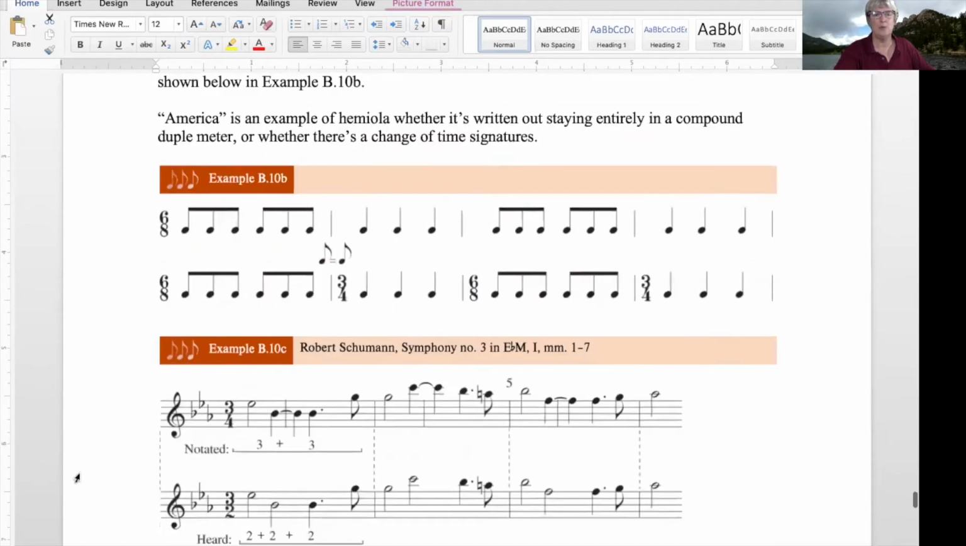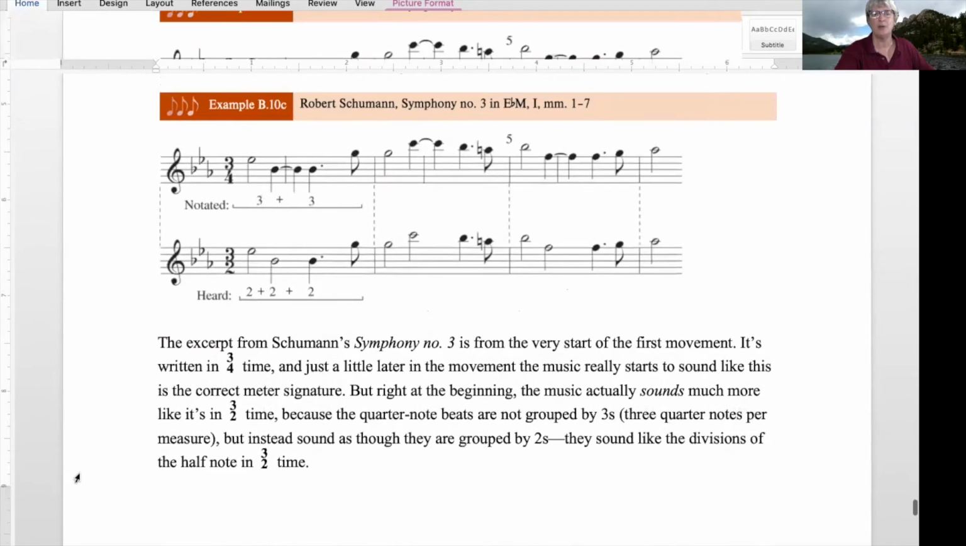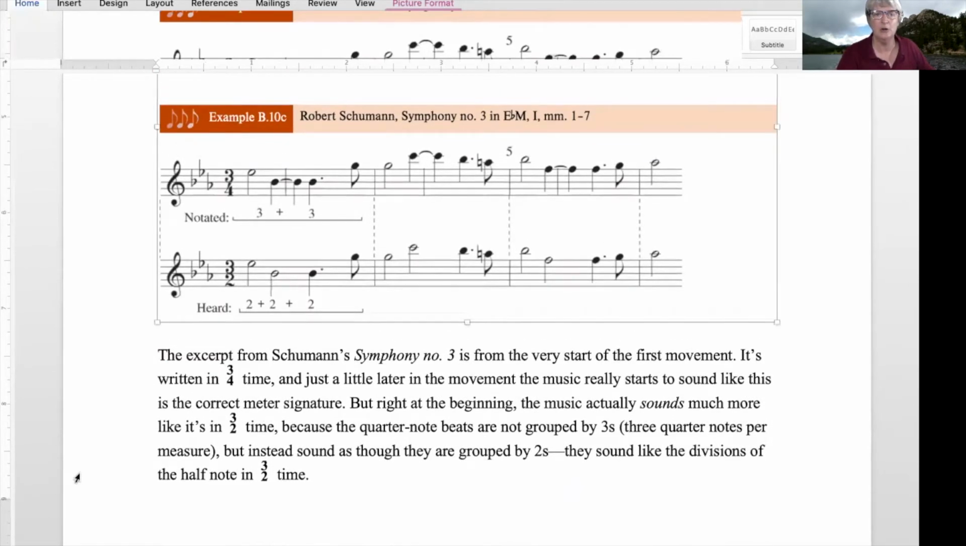Example B.10c is another more complicated example of hemiola. And this time, instead of the 3 and 2 juxtaposition having to do with the divisions, the 3 and the 2 groupings have to do with the beat value. The music is in 3/4, and once we get a little farther into the piece, it's very clear that it's in 3/4. However, right at the beginning, it's not going to so much sound like it's in 3/4 as it's going to sound like it's in 3/2.